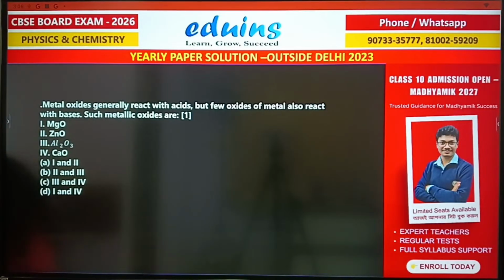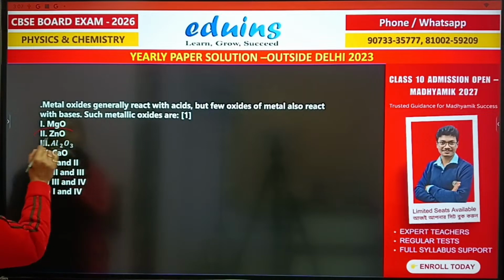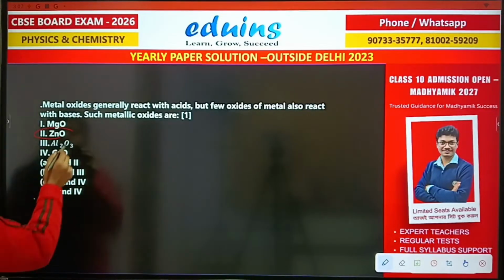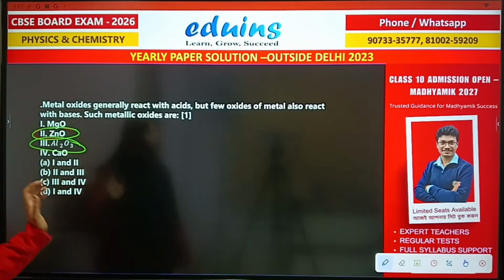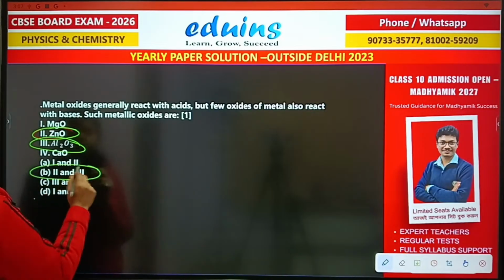Okay, option 2 is the right answer. Some metal oxides like zinc oxide and aluminium oxide have both acidic and basic behavior. That means they can react with acids and also react with bases. So, aluminium oxide and zinc oxide are the right answer. Where do we get these in the options? In option B. So, this is the correct answer.